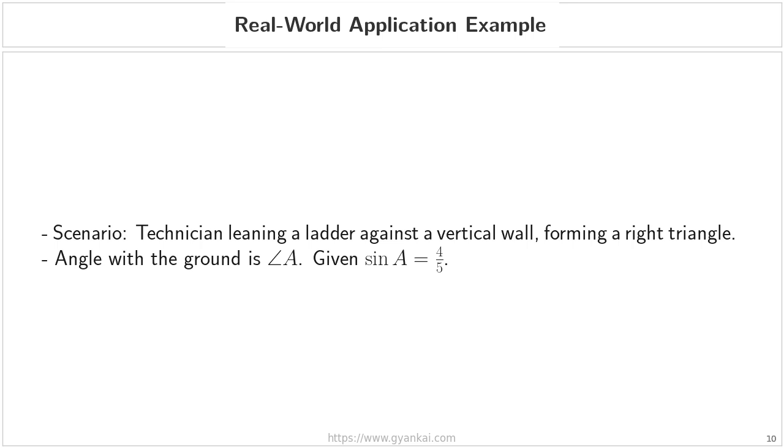Let's focus on the angle formed between the ladder and the ground, which we will call angle A for this specific problem. We are given a starting piece of information. The sine of angle A is equal to 4/5. We will use this single value to find all the other trigonometric ratios in the following steps.